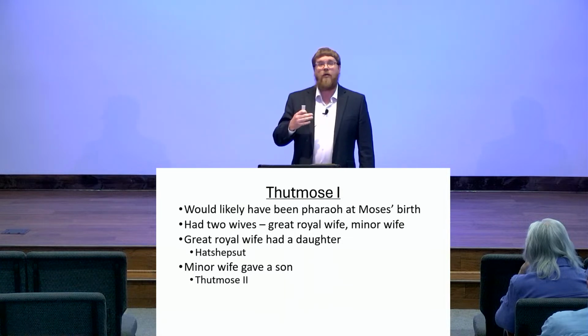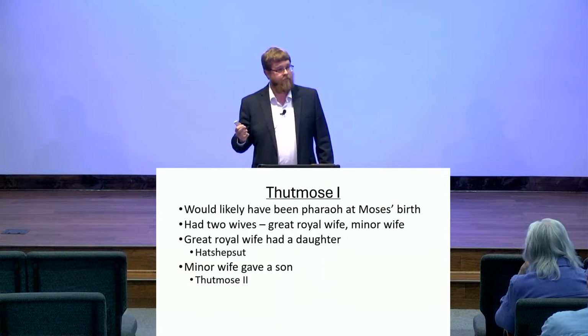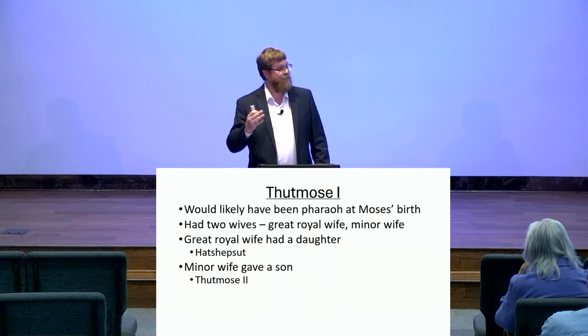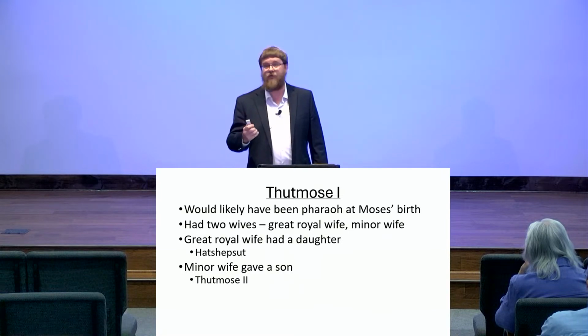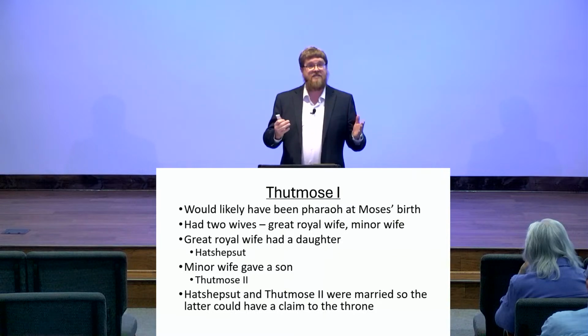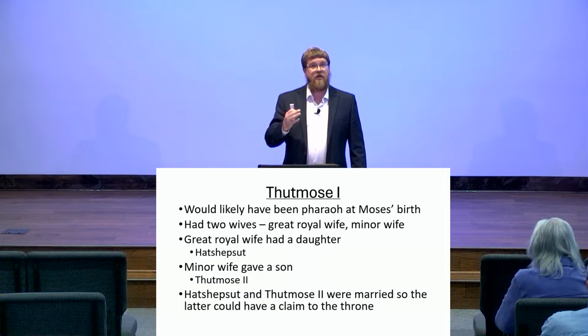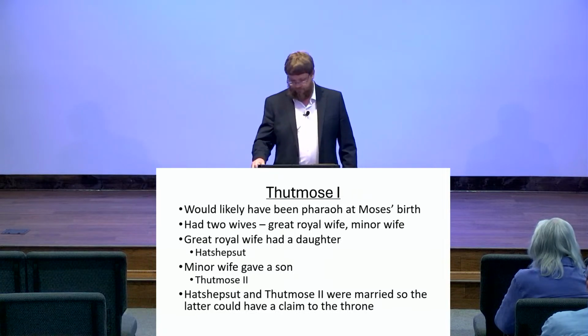Thutmose the first wanted his son to rule, but his son, since he was born through the minor wife, did not have a claim to the throne. So what he did, he married Hatshepsut to Thutmose the second, so that the son could have a claim to the throne.